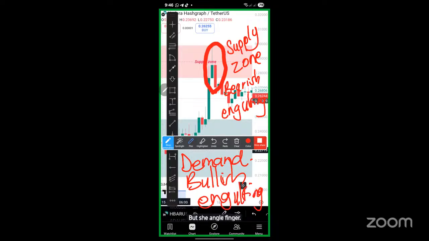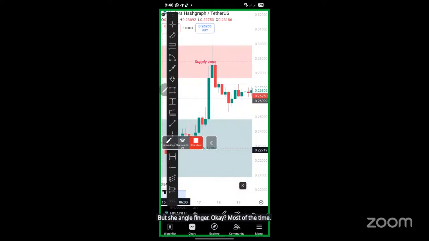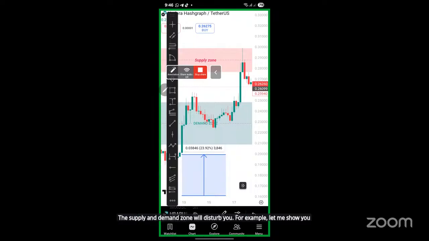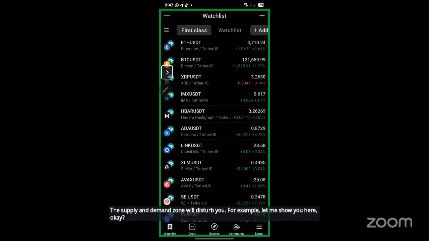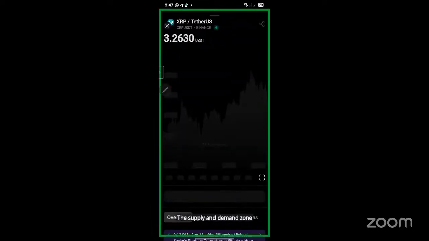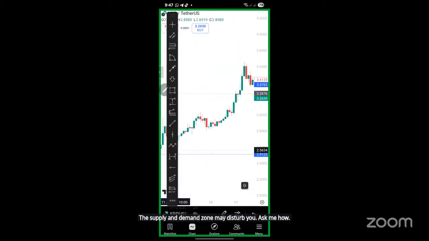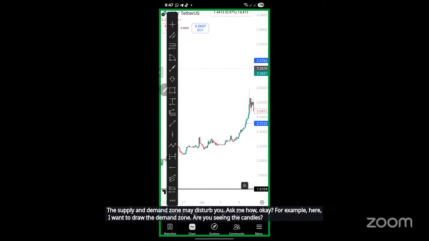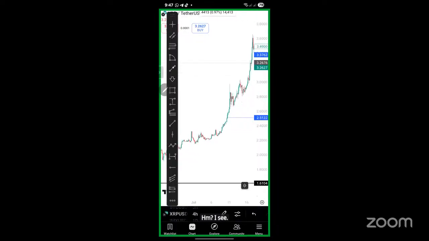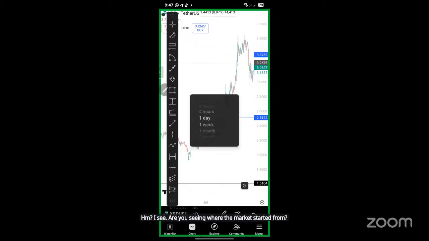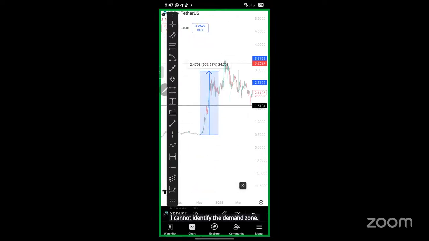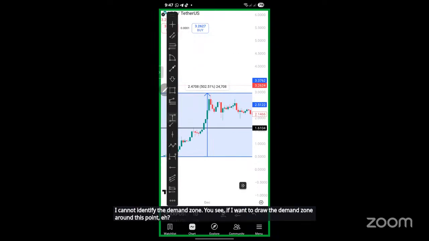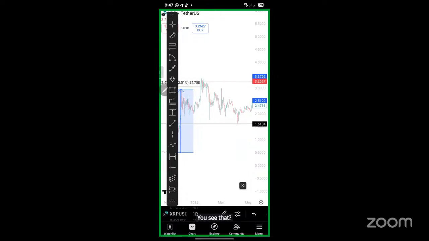Okay. Most of the time, the supply and demand zone may disturb you. Ask me how. For example, here, I want to draw the demand zone. Are you seeing the candles? Are you seeing where the market started from? I cannot identify the demand zone. There is no clear version of the demand zone.